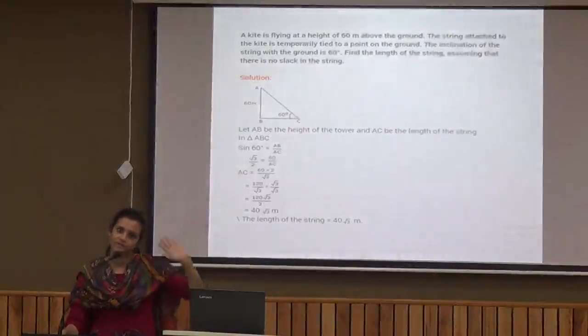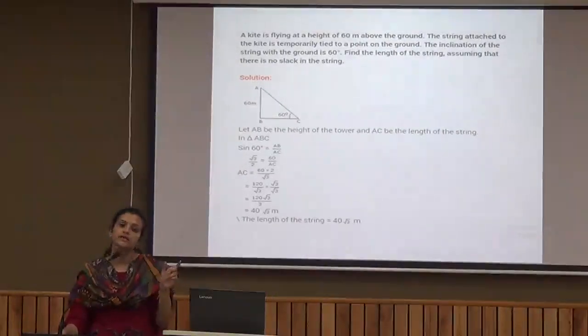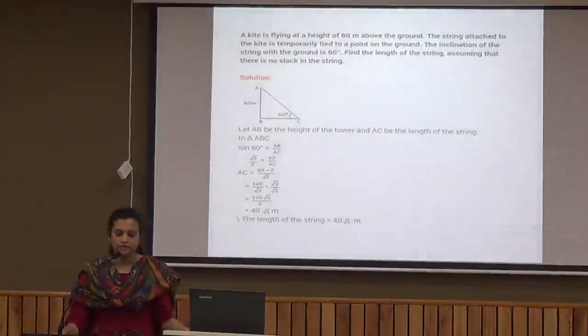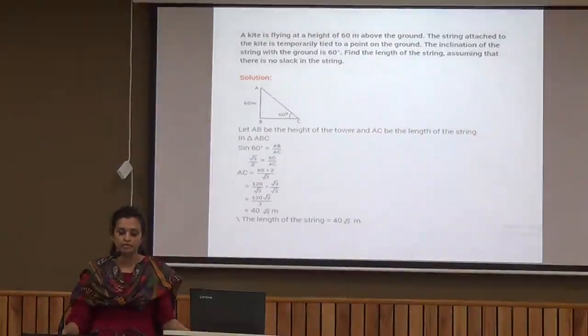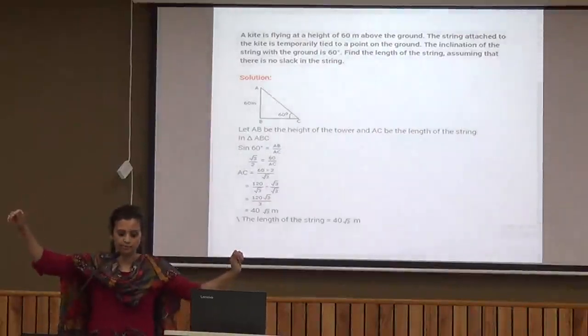Inclination means the angle to the ground. Angle to the ground means, yes, angle of elevation. So these are different words that can come up in exams. That is, different words, different terms can be used for angle of elevation and depression. Find the length of the string, assuming there is no slack in the string. No slack in the string means the string is straight, taut.